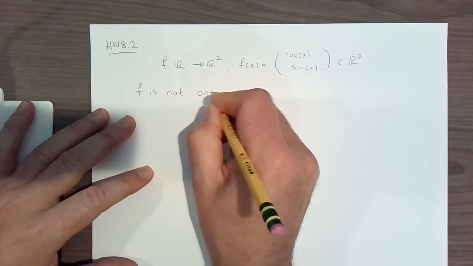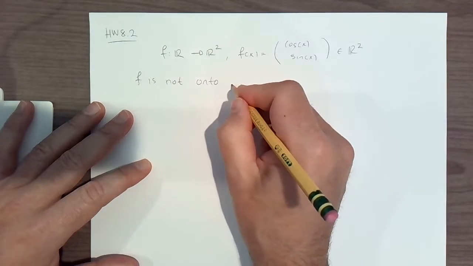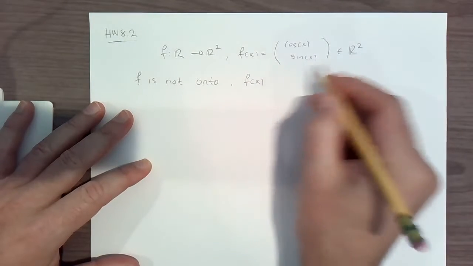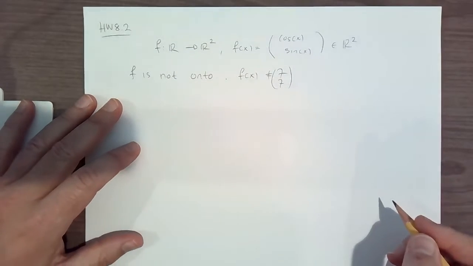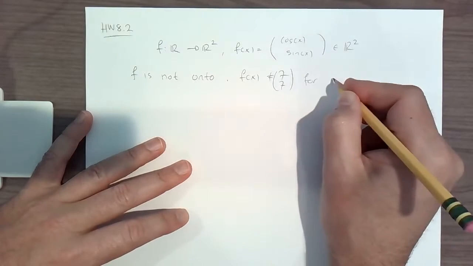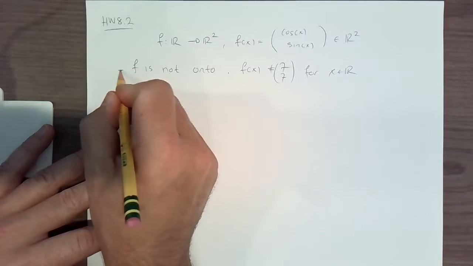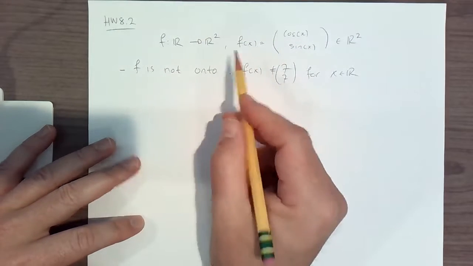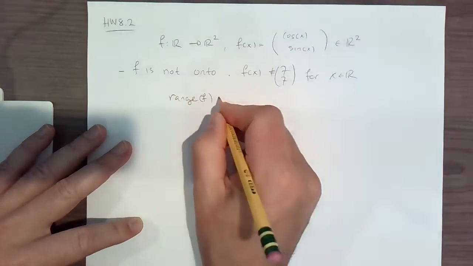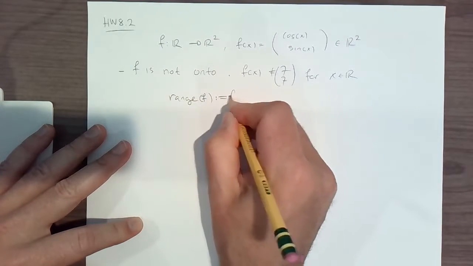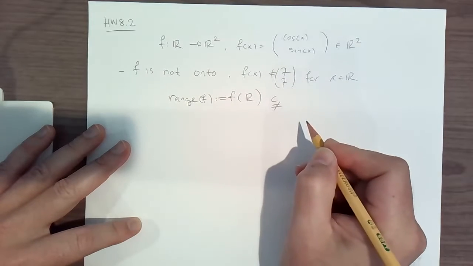If it's not onto, because f of x is not going to be equal to, say, (7,7) for all x. Right, so that's not going to work. So if it's not onto, the range of f, this is defined to be f applied to R, is a strict subset of R2.